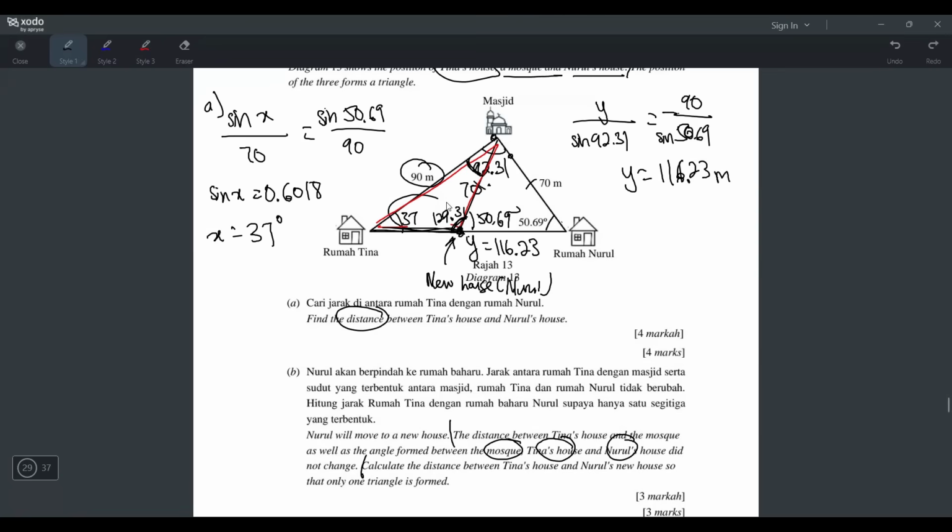Okay, let's do that. 180 minus this one and then minus 37. Okay, my calculator give me 13.69. So this small angle up here is 13.69. And why I find this angle is because I'm trying to find the side opposite to this angle, this one. So now I can use sine rule.